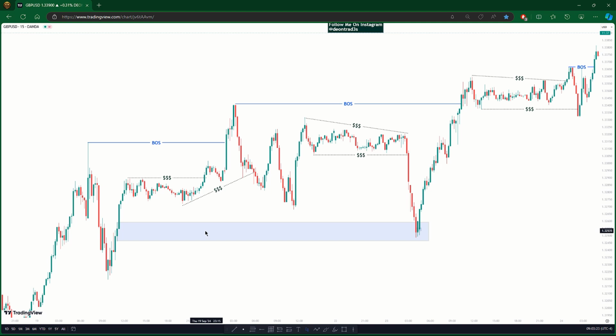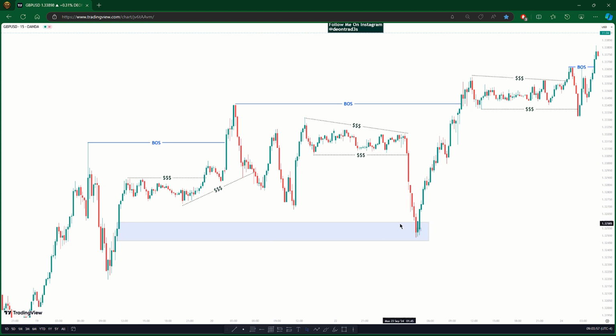Okay, this is a discount zone. When price goes all the way down there, in your mind you already know that this sell side liquidity has been taken out. It even took out this swing low right here. And after taking out that sell side liquidity, it went all the way down to that order block. This is an order block because it has a fair value gap up there.